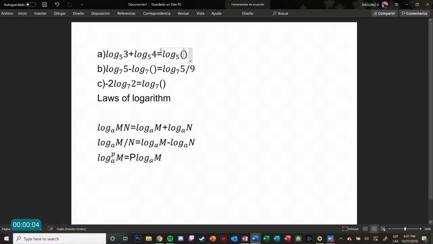Here in problem 5, we're going to use the laws of logarithms. In the first one, we are going to use the logarithm of a product, that is multiplying m times n. In A, we're going to multiply 3 times 4, that is 12. In problem B, we're going to use the logarithm of a quotient, that is m divided by n. Here in B, we're going to divide 5, and we need to search for the other number, that is giving us in the result 9. In C, we're going to do 2 to the minus 2, that is 1/4.